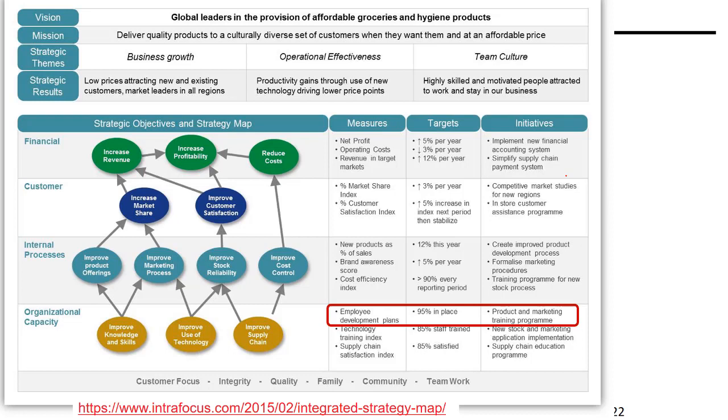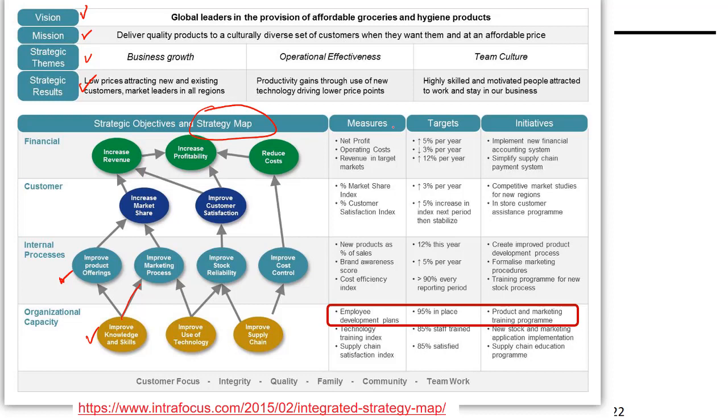This is a very detailed example of how the strategic map can be developed for an organization, where we stated the vision and mission up front, and also the strategic themes and the results that we expect from those strategic themes. We also identify critical processes and strategic objectives within the firm and how they may be related to each other through the links in the so-called strategic map.